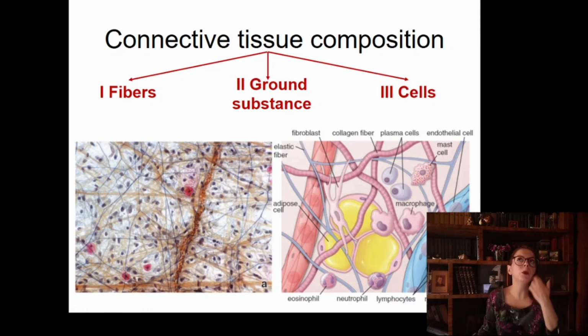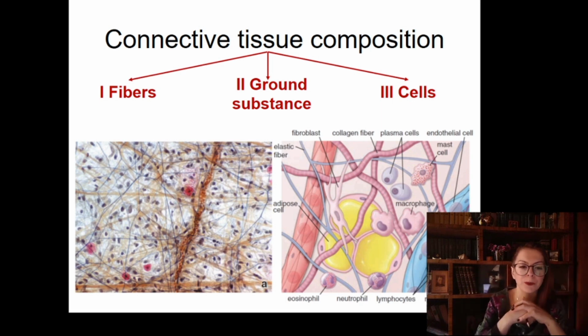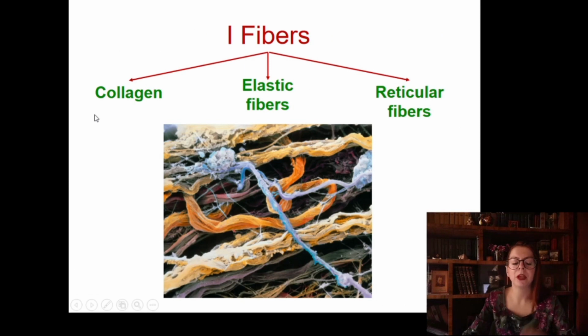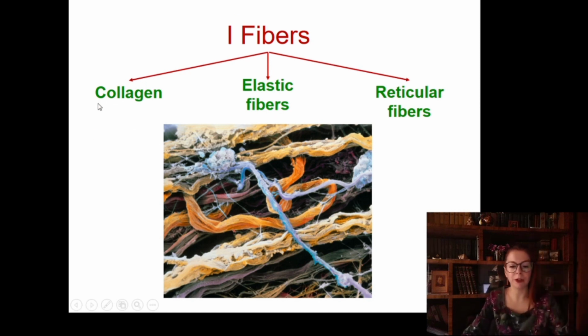Okay, and now let's first investigate three major elements of the connective tissue. These are fibers, ground substance, and cells. And we start exactly from the most difficult one, from fibers. Fibers are further divided into three groups: collagen, elastic, and reticular. And we start from collagen fibers.